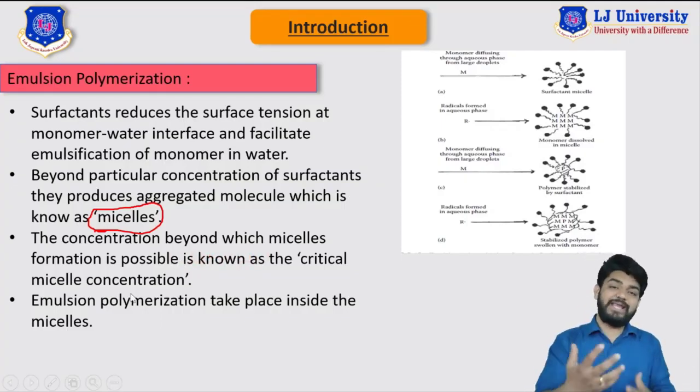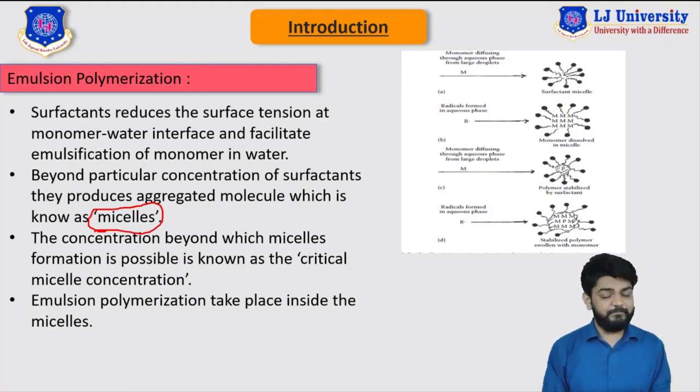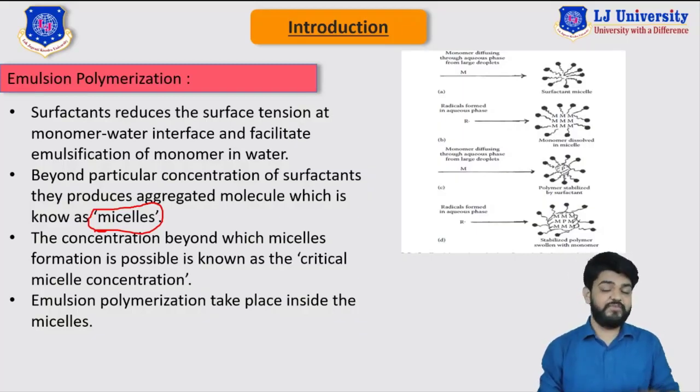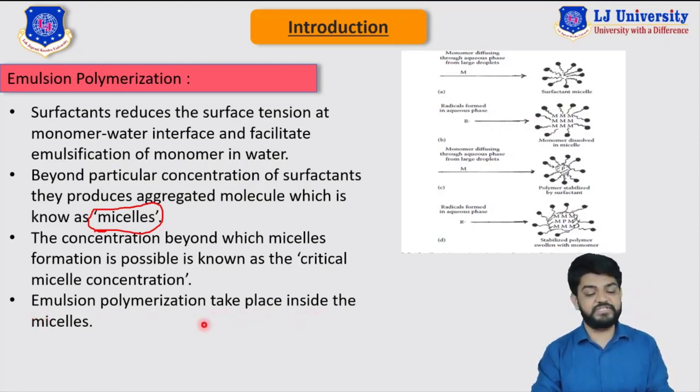So in order to carry out this emulsion polymerization, we have to maintain a concentration above this critical micelle concentration so that we can produce micelles inside which our polymerization is going to take place. So you can say that emulsion polymerization takes place inside micelles. Now let's quickly move to this image which explains the entire polymerization process.